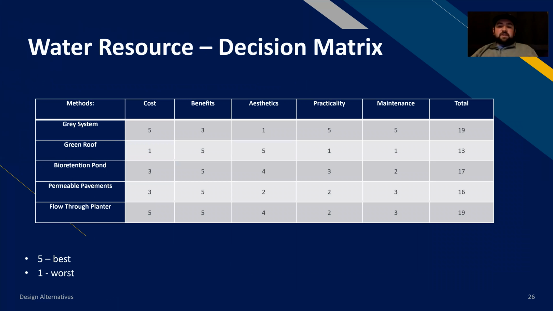Here is the decision matrix that was used. As you can see, the gray system has the highest total, which makes this the baseline design. The second and third highest are the bioretention pond and flow-through planter. The combination of these two will be used for the alternate method.